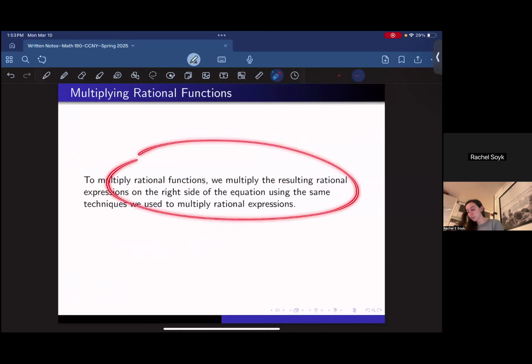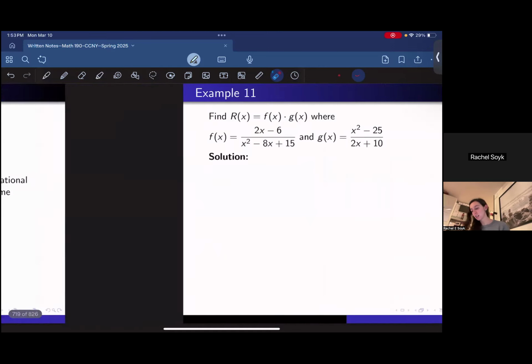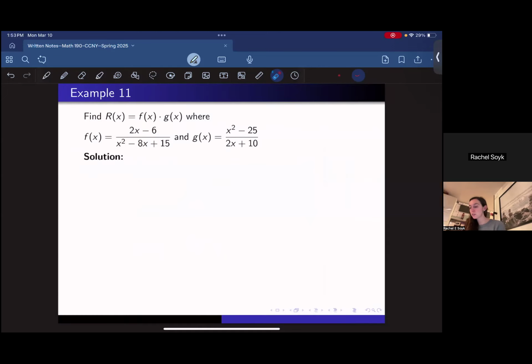Another little comment section. To multiply rational functions, we multiply the resulting rational expressions on the right side of the equation using the same techniques that we used to multiply rational expressions. So same exact process, we're just dealing with function notation in this next example. So example 11, we're given a function f of x and a function g of x, and we're asked to find the product of the two, aka we're multiplying them.